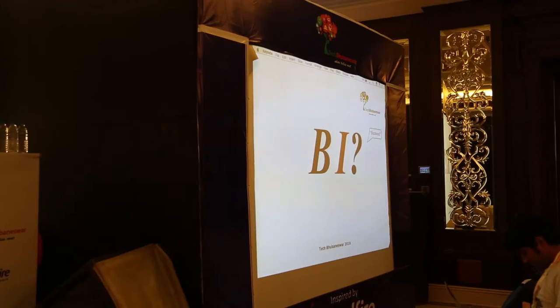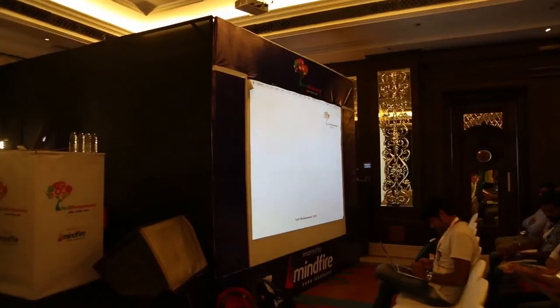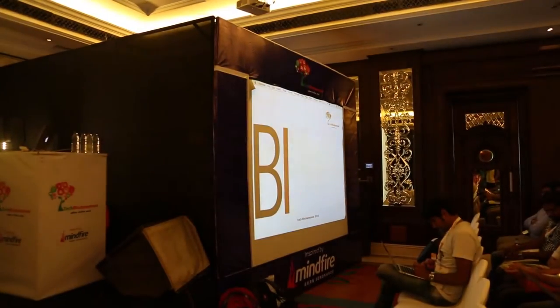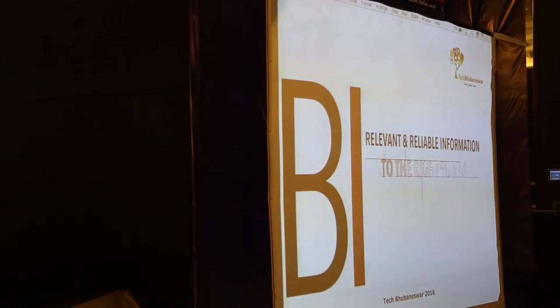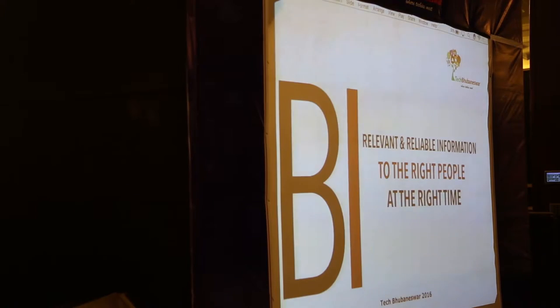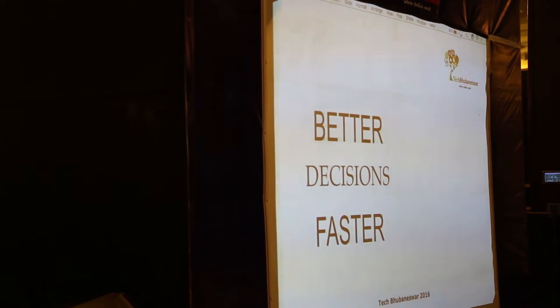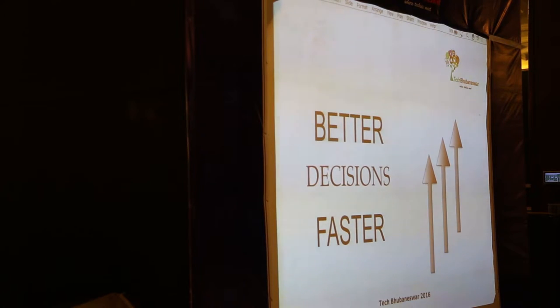So business intelligence, or say BI. Now, what is BI? It's a buzzword, of course. For a decade now, BI has been talked about, and people have started getting a conceptual grasp of this. So BI is essentially delivering relevant and reliable information to the right people at the right time, because timing is very important when you are considering a business intelligence scenario. This will help us to make better decisions, and that too faster.